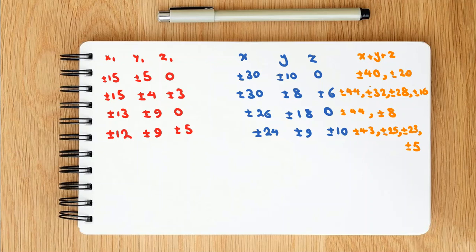So let's see how many answers we have found. 1, 2, 3, 4, 5, 6, 7, 8, 9, 10, 11, 12. 12 times 2, 24. We found 24 answers for this problem.